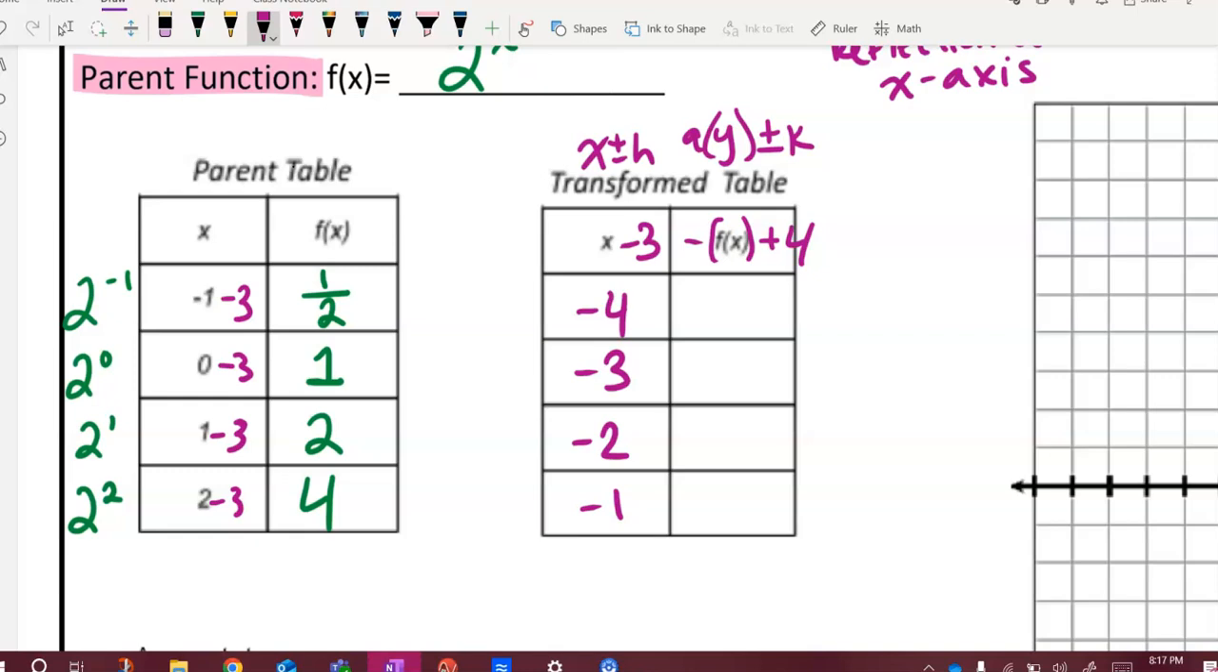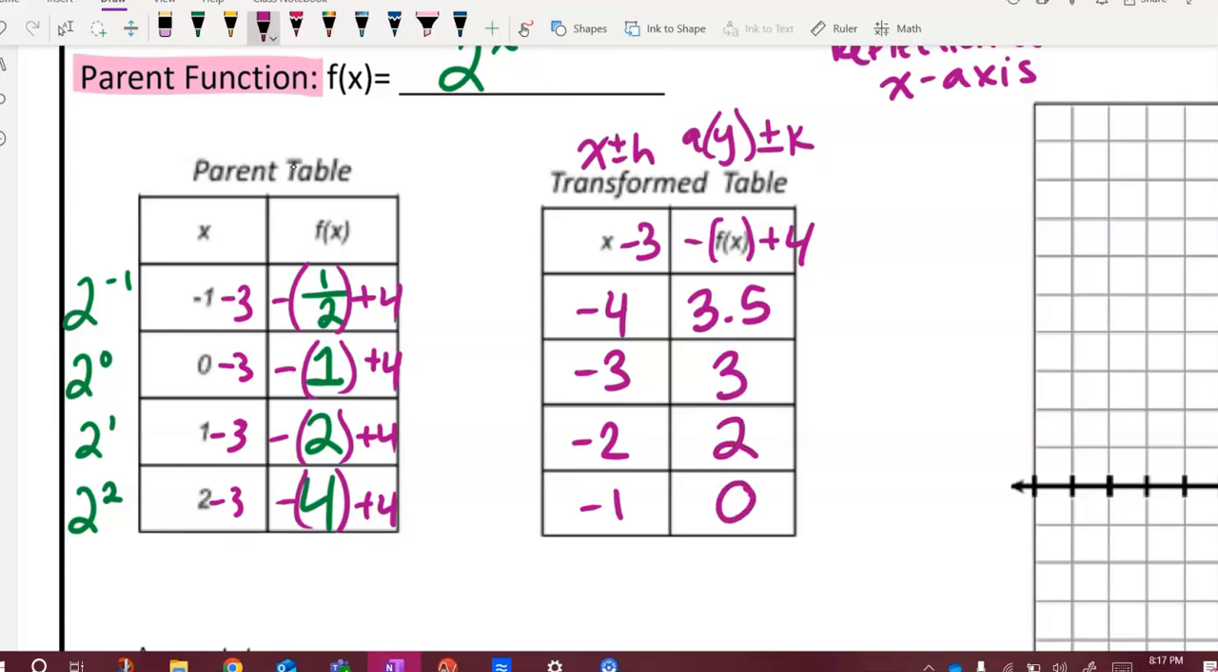All right, now we're going to take the y values. We're multiplying by a negative, and then we are adding 4. So 1/2 times a negative 1 is negative 1/2, plus 4 is 3.5. Negative 1 plus 4 is 3. Negative 2 plus 4 is 2. And negative 4 plus 4 is 0.